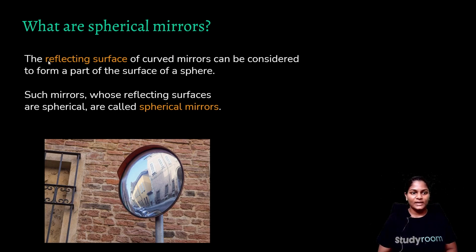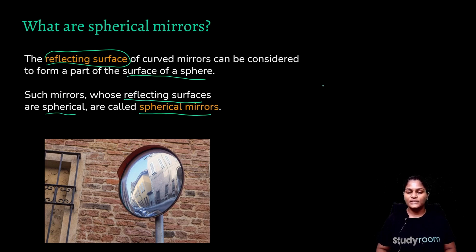So it says that the reflecting surface of curved mirrors can be considered as the part of the surface of a sphere. Such mirrors, whose reflecting surfaces are spherical, are known as spherical mirrors. Now, what does this mean?